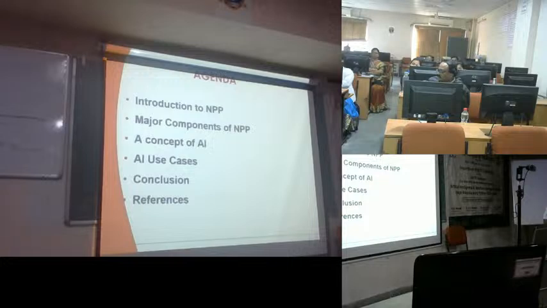So we will see how the nuclear power plant works and what its major components are, and how those components talk to each other, because ultimately the nuclear power plant is meant to produce nuclear power. So how do those components talk to each other to obtain the required power? Then we will talk a little bit about AI. What is the concept of AI?